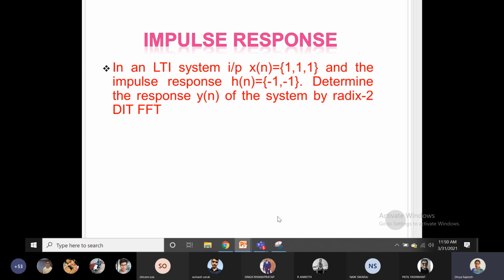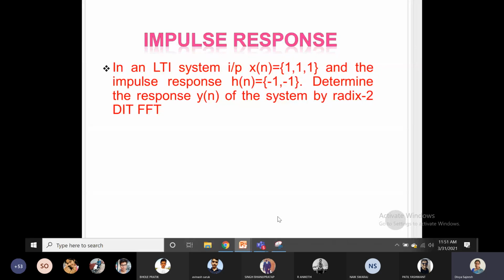The sequence given is 1 comma 1 comma 1. These are the three elements. I am asking what is the length: how many elements are there in x of n? 3. So that means 3. Let us take it as n1, the length of x of n as n1. So n1 will be equal to 3.